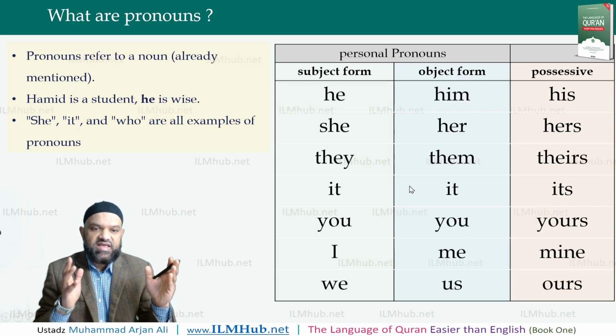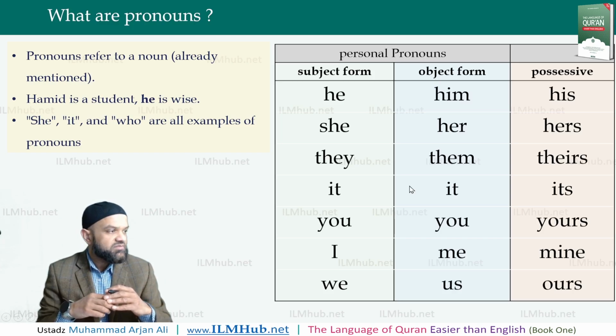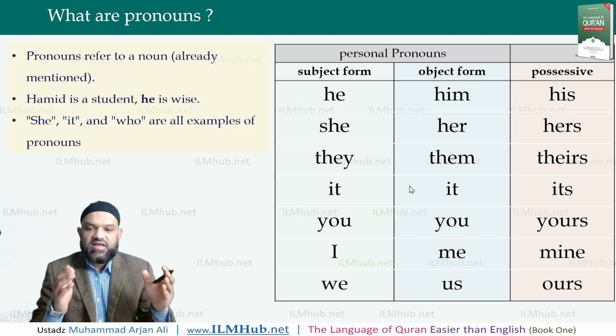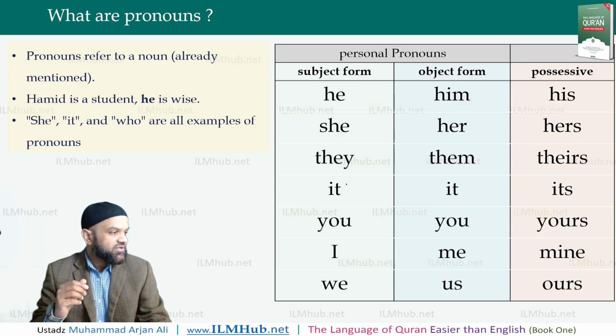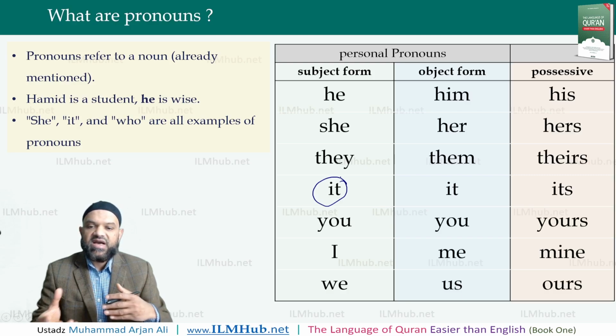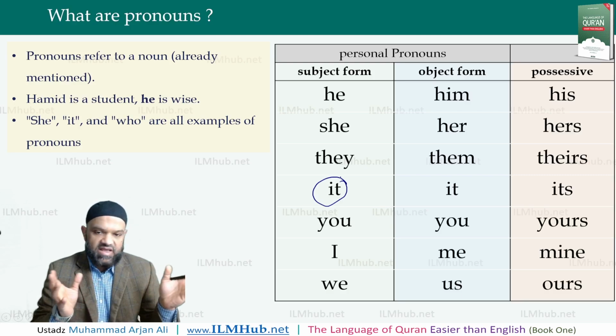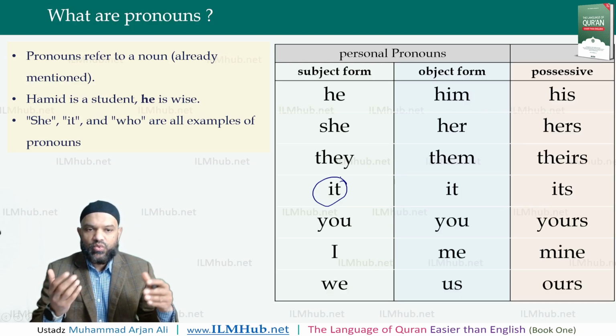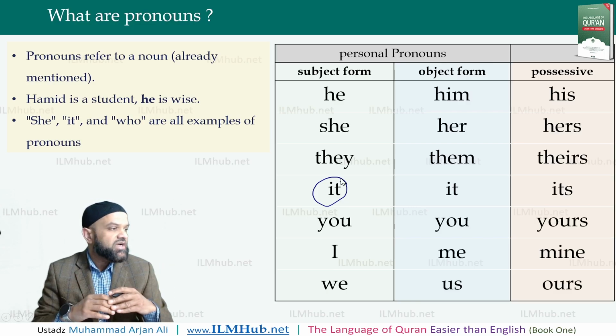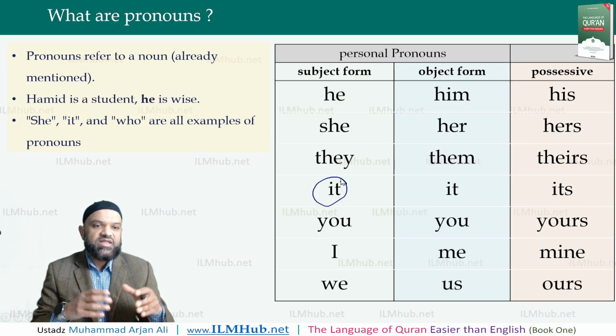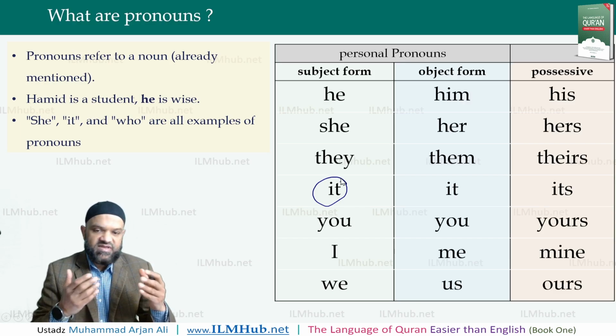Subject pronouns are like he, she, they. We also have it in English. If you go back to lesson number 3, I'm sure you recall in English we have the neutral gender, but in Arabic we only have the masculine or feminine. So in English we have it, for example, where in Arabic it will be either he or she. So in English we have it, you, I, we, they, she, he, etc. as subject pronouns. And then we have other types of pronouns called object, him, and possessive, his, etc.